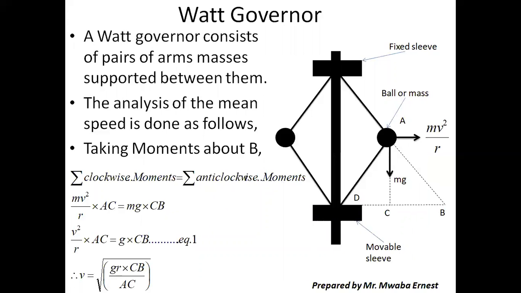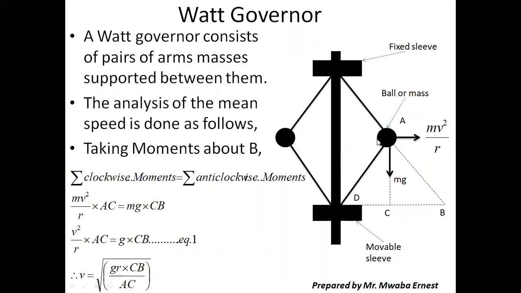Here is your Watt governor. In a Watt governor, you have a very simple arrangement. There are just these links of uniform length, and between them are these two masses. There's nothing at the center here. This is the fixed sleeve. Some of them can have a nut, and then this is a movable sleeve which is able to move there.